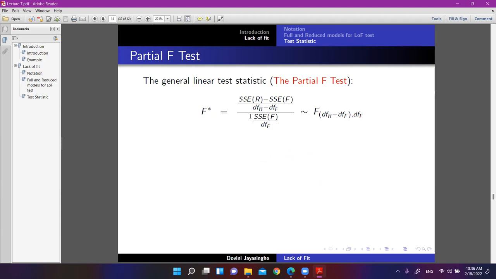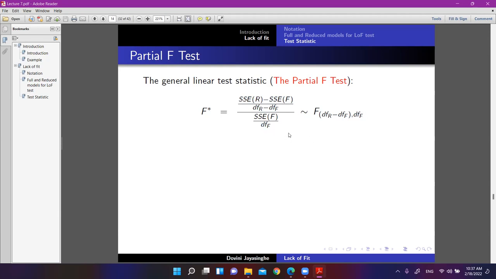So don't panic. I know it seems to be very rigorous, but it's really easy. So basically this is the difference from the reduced model. You call it the partial F test, basically the F test, right? It's an F test, okay? So this is the test statistic. And this is how it is distributed, right? Basically, in the distribution, you put the numerator degrees of freedom here, denominator degrees of freedom here.